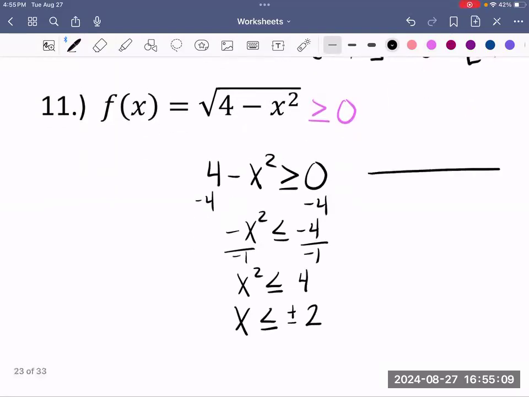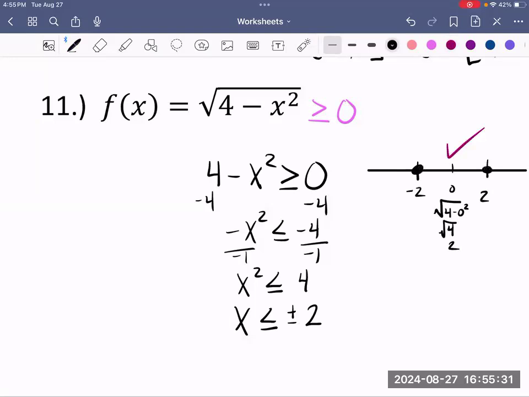So again, finding the threshold area, -2 and 2, picking a number. Usually 0 is a nice go-to. It's just a little bit quicker. So 4 minus 0 squared is just 4, or the square root of 4, which is 2. So inside so far is okay.